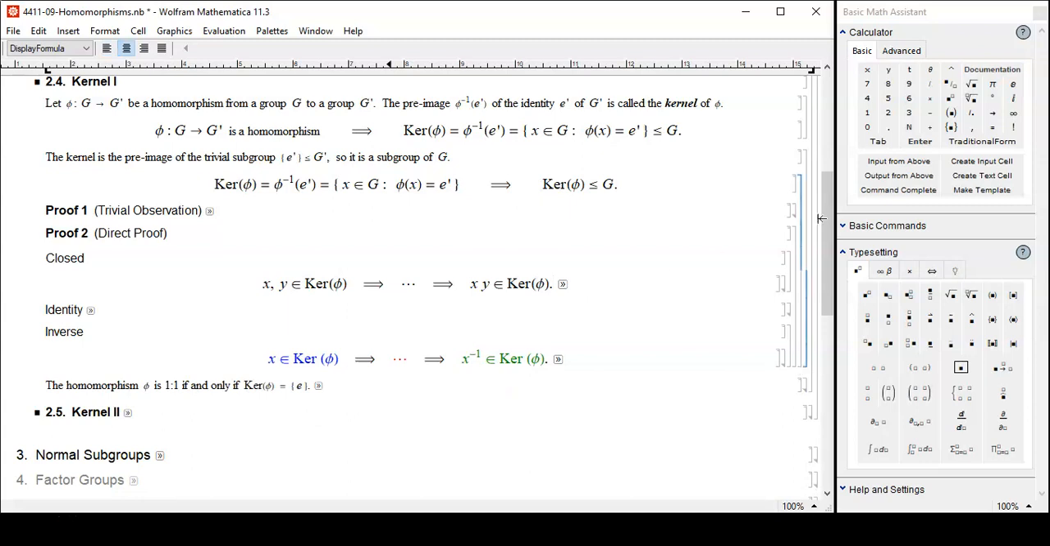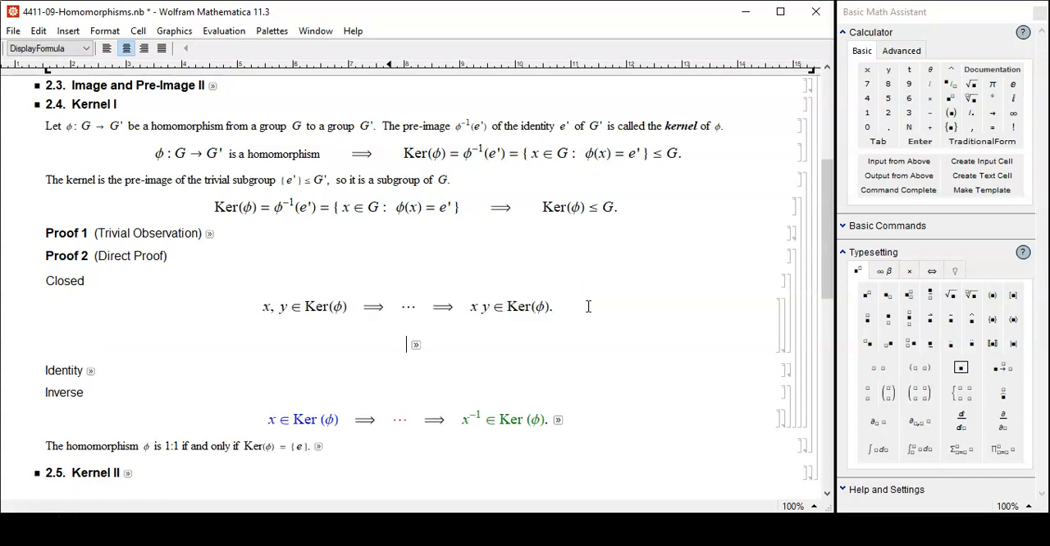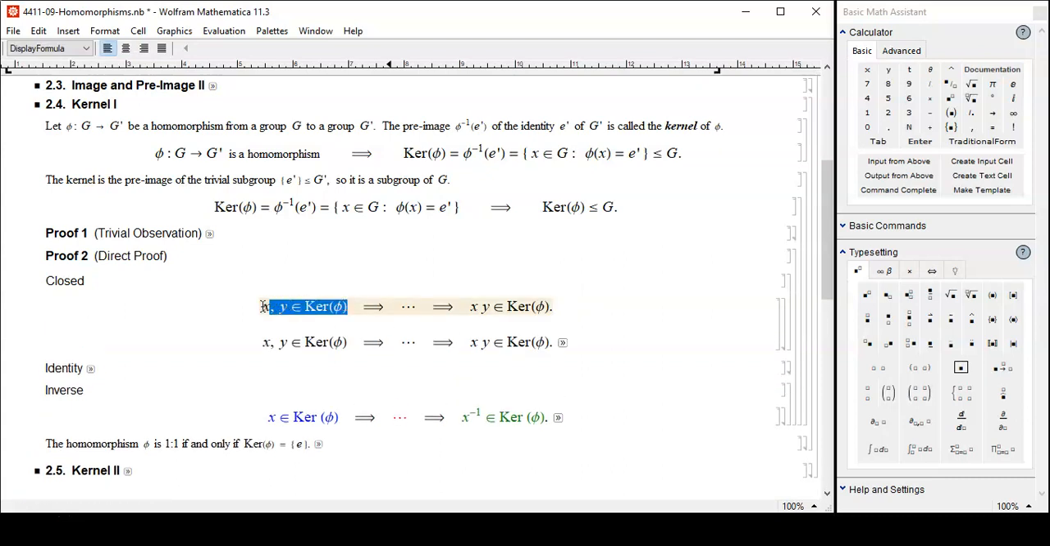How about this? Well, let's do the same thing. Let's reduce this one. X belongs to the kernel. What do you mean by that? That means phi of x is E prime. But then again, y also belongs to the kernel. So phi of y is also E prime. In short, this blue and that blue are the same.